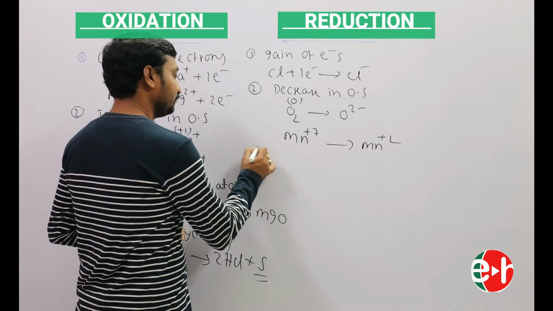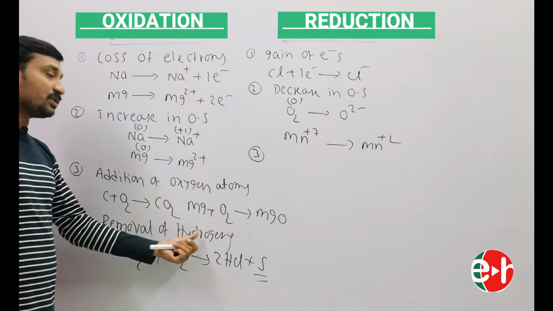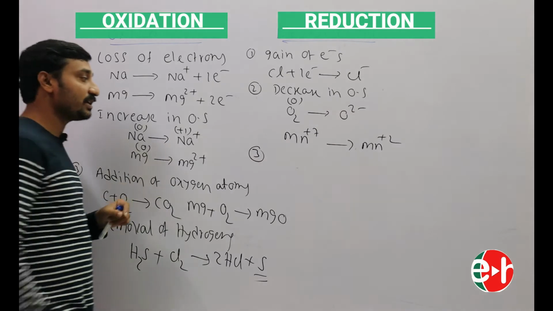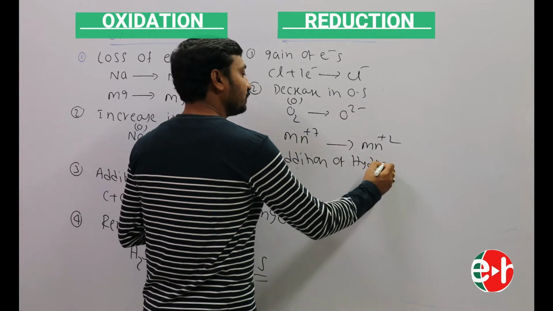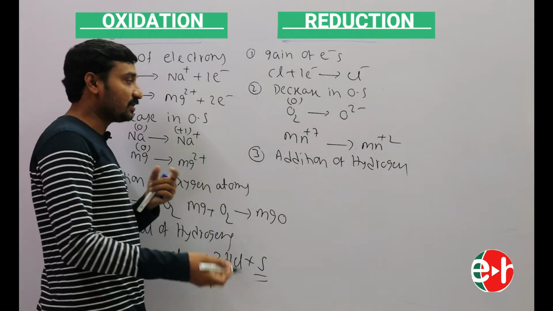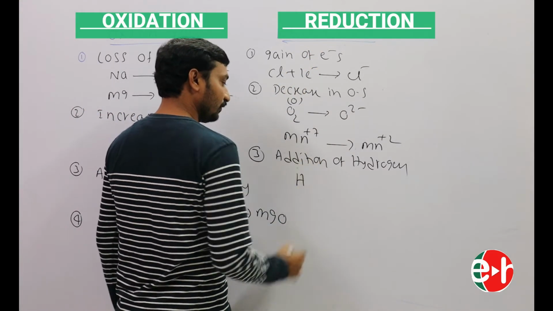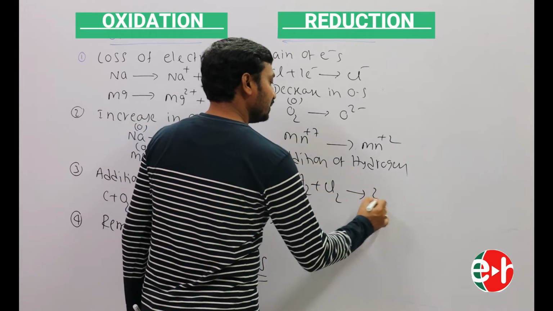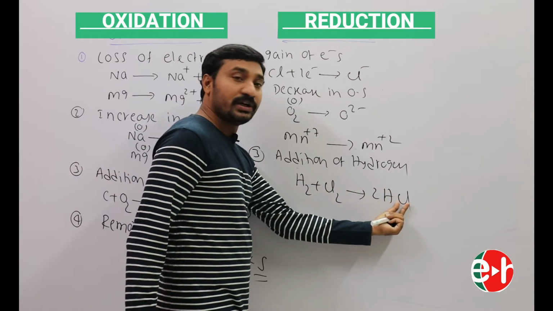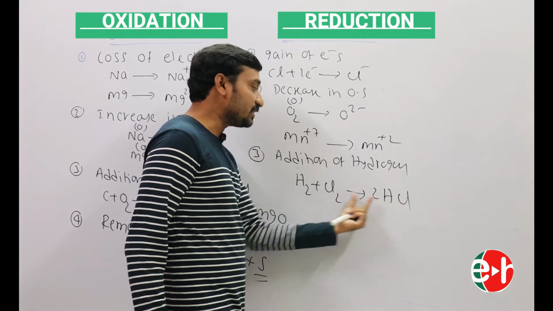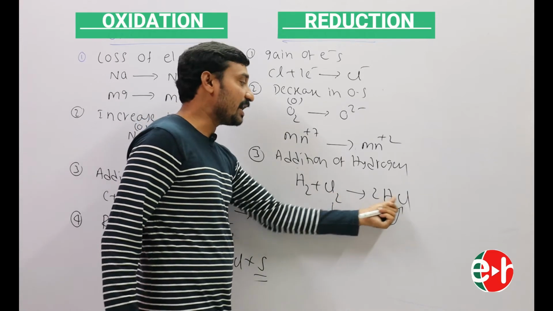Okay. Next one. Here addition of oxygen atoms is oxidation, removal of hydrogens is oxidation. Reverse: addition of hydrogen atoms. Sorry, addition of hydrogen is reduction. Example, H2 + Cl2 gives rise to 2HCl. Here hydrogen is added to chlorine. That's why addition of hydrogen is reduction. Cl2 to HCl, reduction because hydrogen is added.